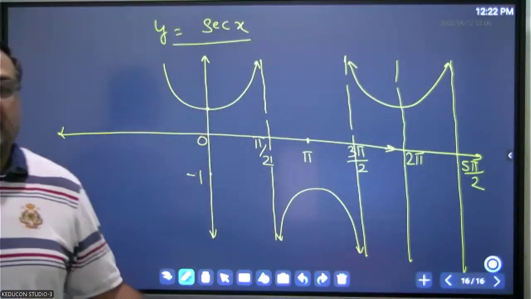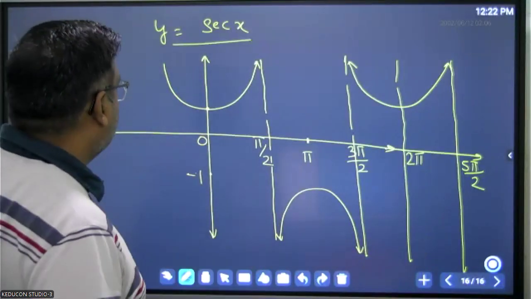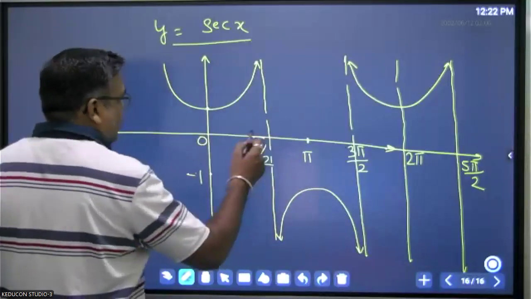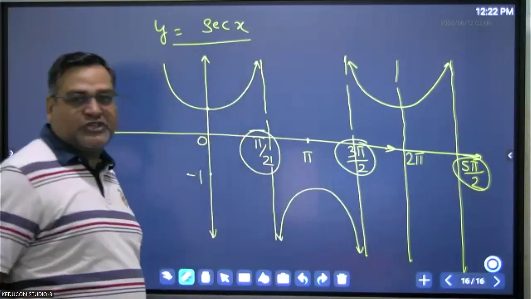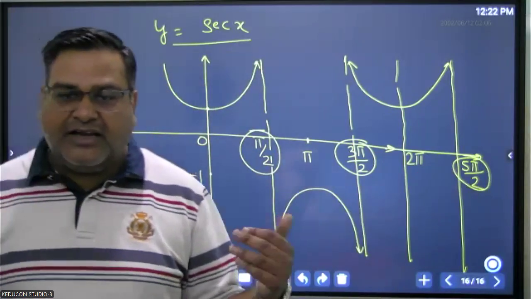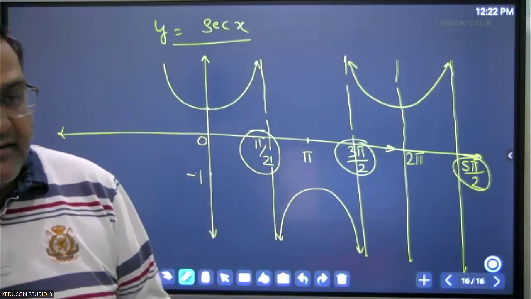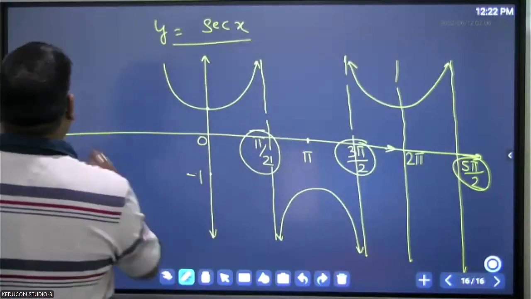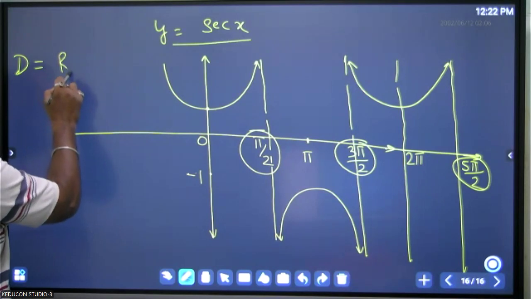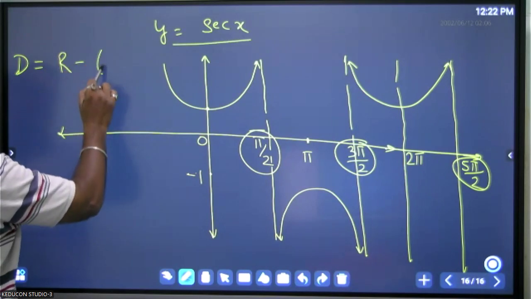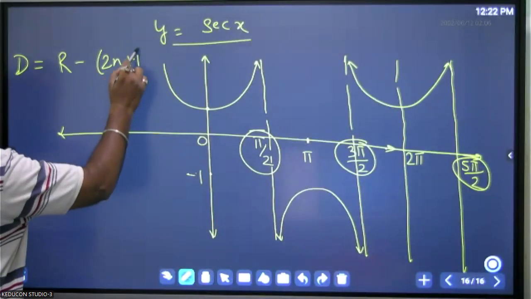Now, if you look at its domain, what is its domain? It is not defined at pi by 2, 3 pi by 2, 5 pi by 2. So the same domain will come as was in the case of tan. So what was the domain in tan's case? The domain is R, all real numbers, minus (2n plus 1) pi by 2.